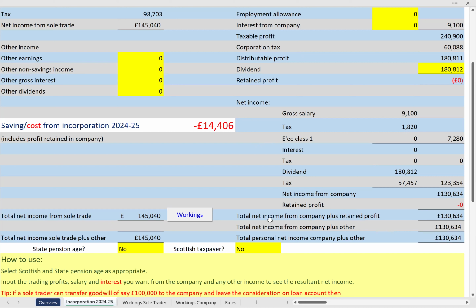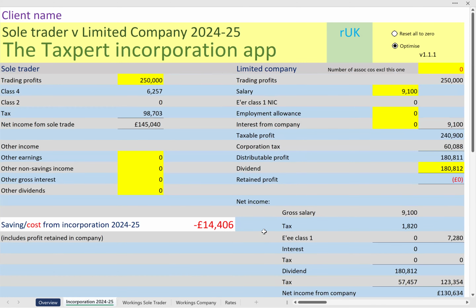Would it make much difference if you were a Scottish taxpayer? Well, of course, for 24/25, we've got far more complicated Scottish tax rates, 6 bands now, and that will mean that for non-savings income, there would be a big difference. Now, before I click the button to go Scottish, if they're a sole trader, the 250,000 will be subject to those higher Scottish tax rates.